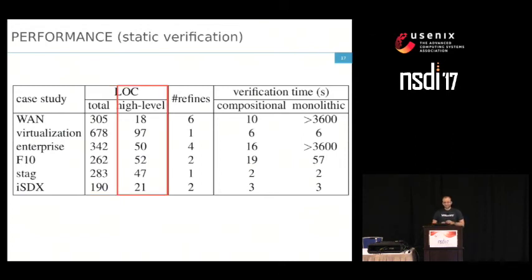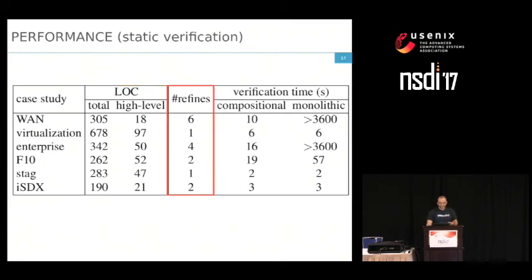More importantly, the size of the top-level specification was very, very small in all cases, under 100 lines of code, and usually much less than that. The reason it's important is because Cocoon verifies that this complex implementation of the network is a refinement of the high-level spec, and the high-level spec is what we have to trust. So it better be simple and concise.